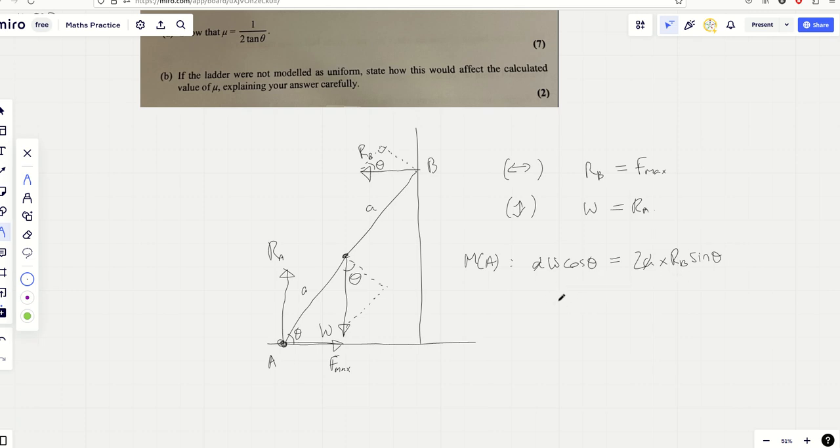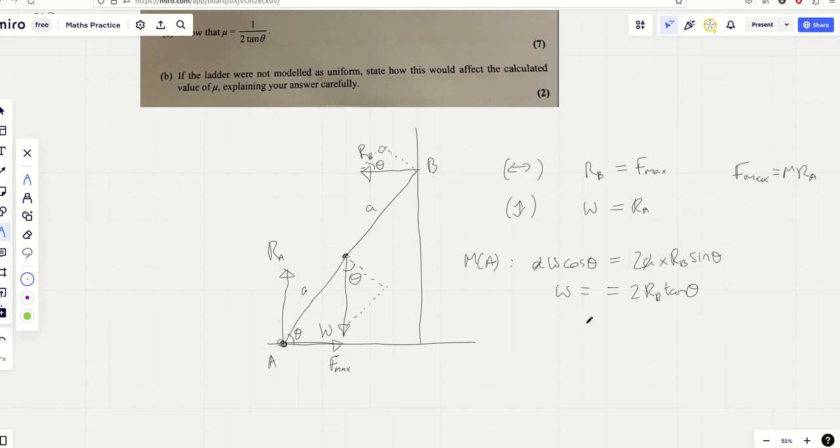Okay, well, let's get a tan theta involved, because I guess tan theta is involved in the answer. So let's just divide both sides by cos, and we'll have W equals 2RB tan theta. Now, I don't really want W kicking around, because this is about mu. And F max, remember, is mu RA. Because that's what connects the mu and the RA here to the F max.